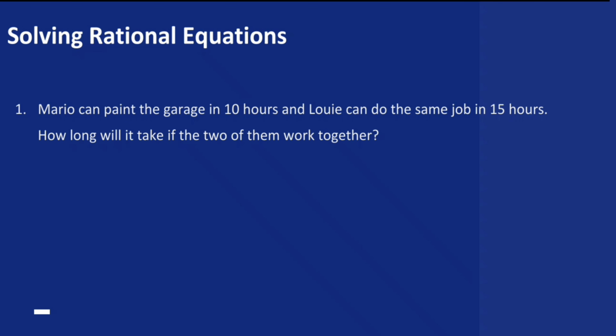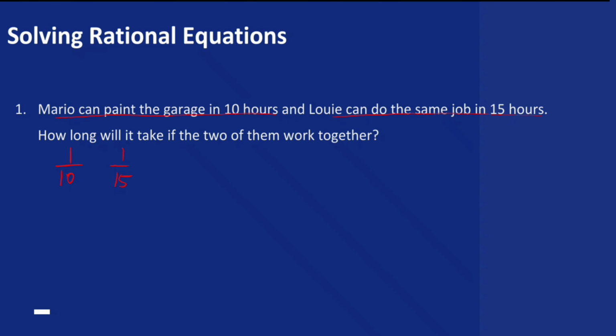So to solve this, first you have to represent the problem using a rational equation. So it says in here that Mario can paint the garage in 10 hours. So that means one garage can be painted by Mario in 10 hours. And Louis can do the same job in 15 hours. So that means Louis can paint one garage in 15 hours. Now the question is, how long will it take if the two of them work together?